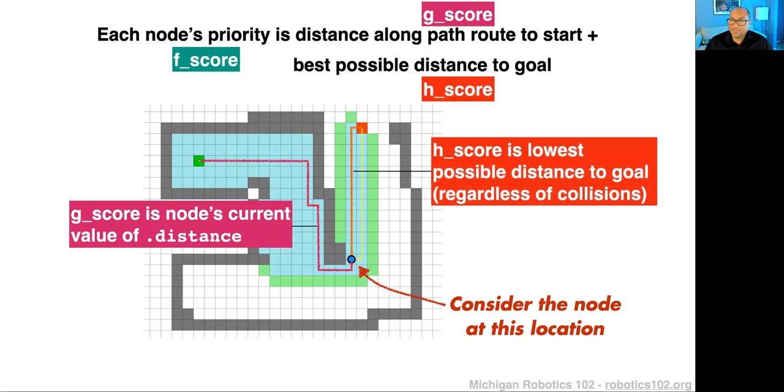Similarly, there is an H score. An H score is the lowest possible distance to the goal, regardless of collision. So let's assume we had no collisions, with an almost clear path to the goal. What that means is we want to focus our search on those areas that are going to get us closer to the goal. We don't want to have to consider all of these other areas, back over here or over to the side, that are not taking us to the goal. That's not where we want to put our search.